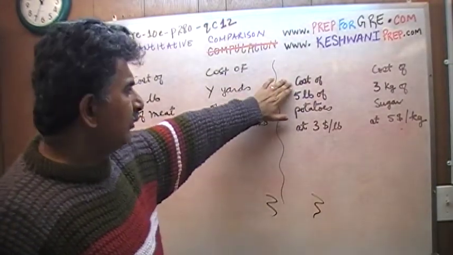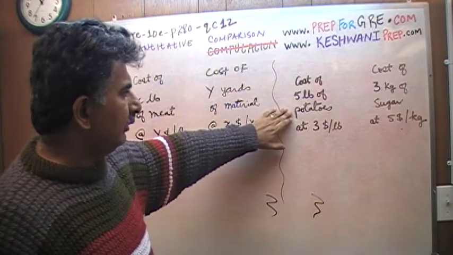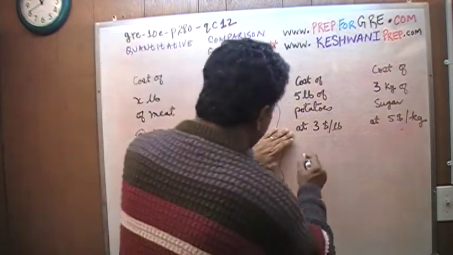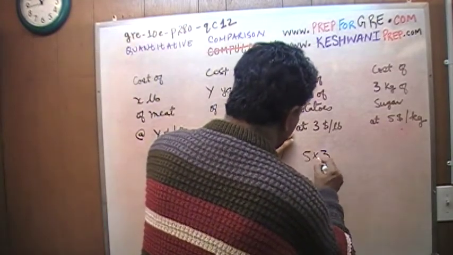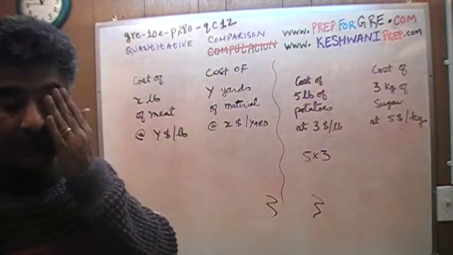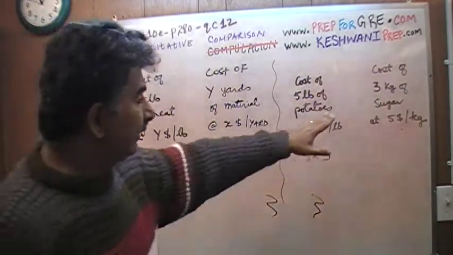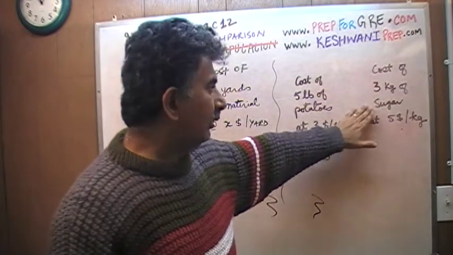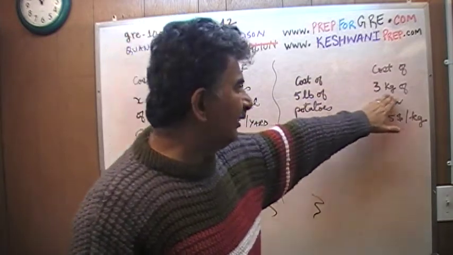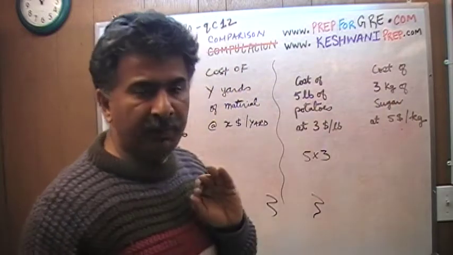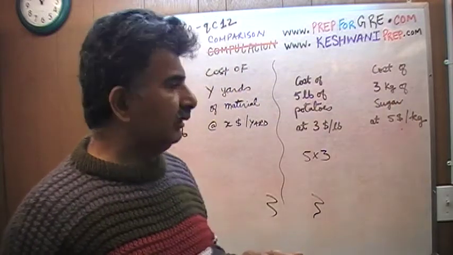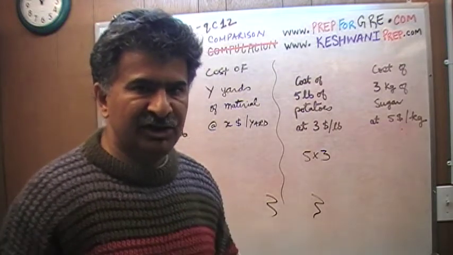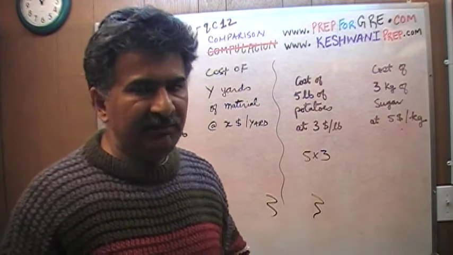If I ask you to compare these two quantities, the cost of 5 pounds of potato at $3 per pound. Well, if it's 5 pounds of potato and it's $3 per pound, it's simply $15, 5 times 3. What am I asking here? I'm asking you to figure out the cost of 3 kilos of sugar. Now the fact that the units are different, here I have kilo, here I have pound, makes no difference. Because I want you to compare the amount of money that is changing in here. What I'm buying with it is immaterial.